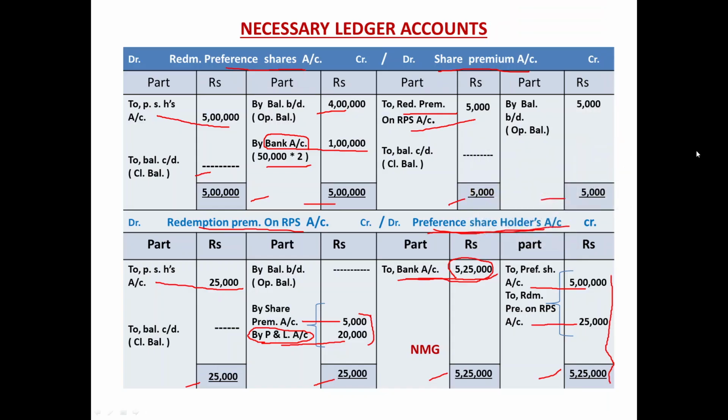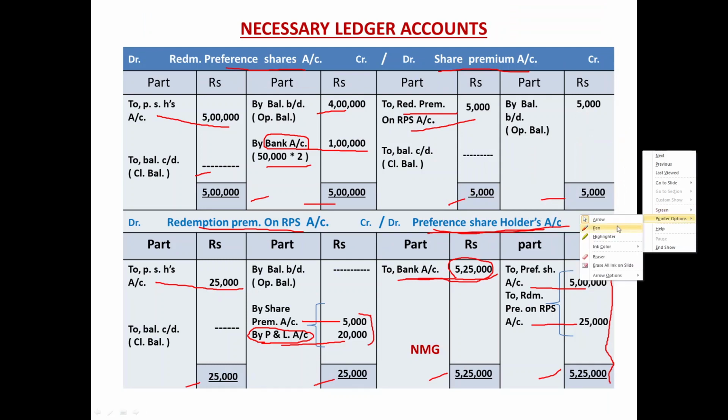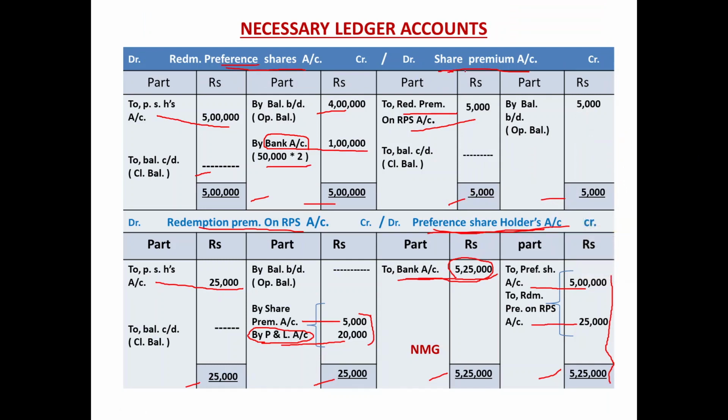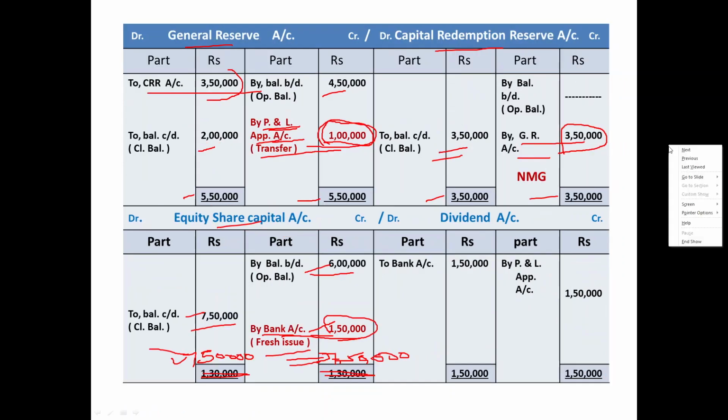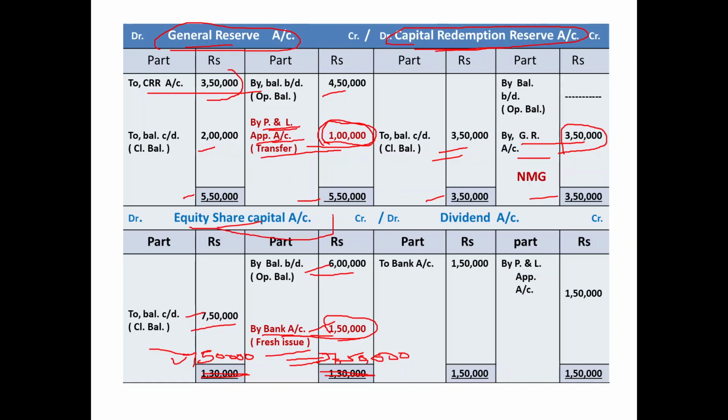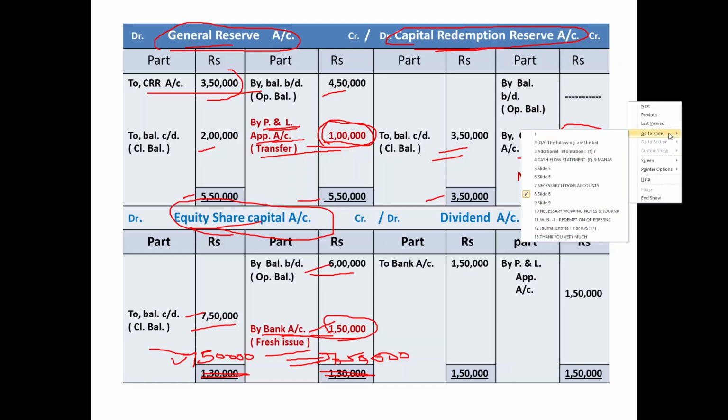Have a look. Redemption, preference share capital account, share premium account, redemption premium on RPS account, preference share holders account, then general reserve account, then CRR capital redemption reserve account, and equity share capital account. 7 ledger accounts we closed related with RPS redemption process. Let us verify the next point.